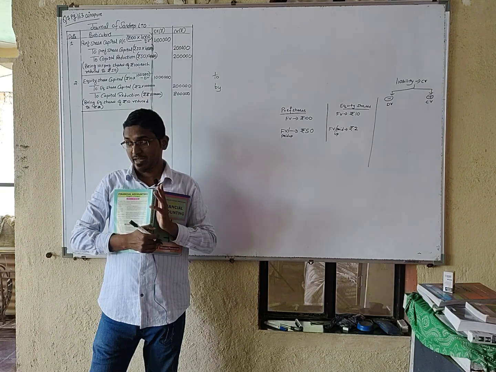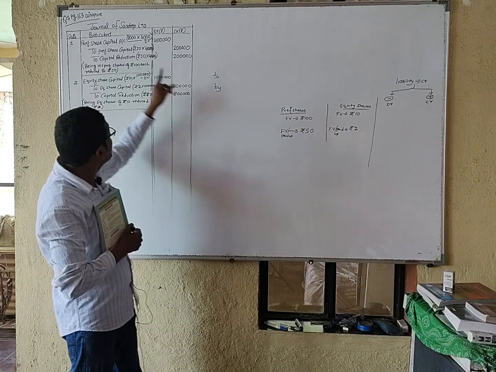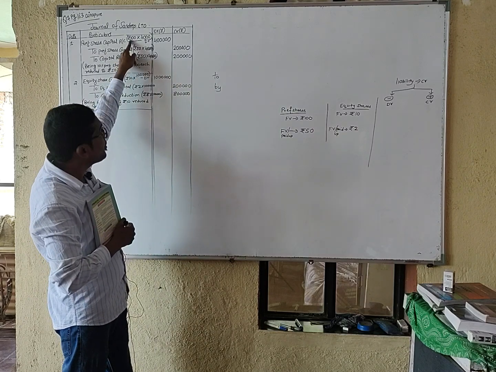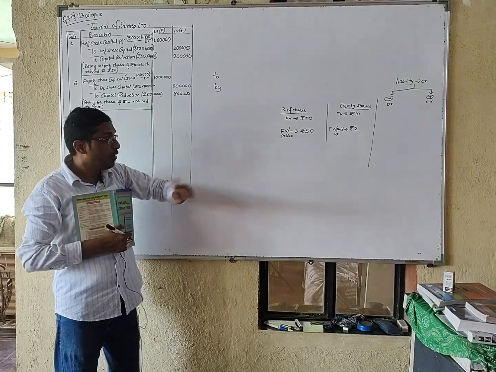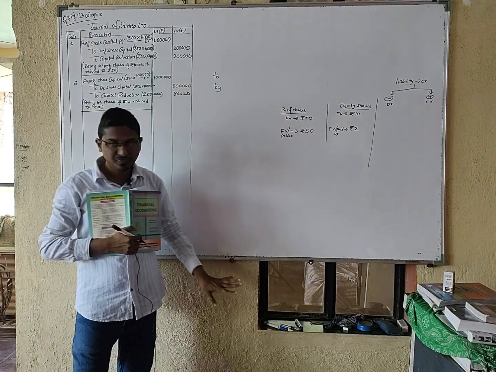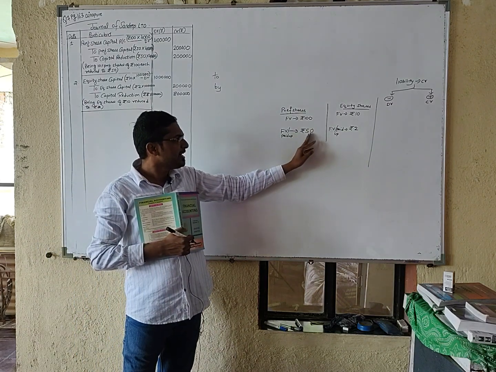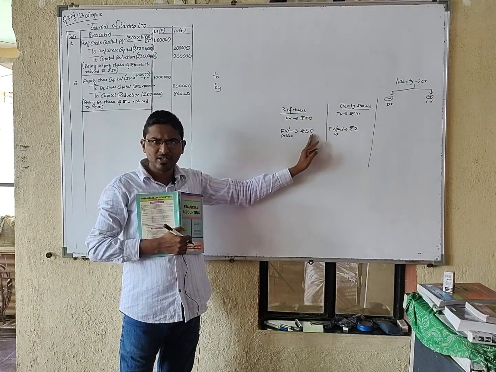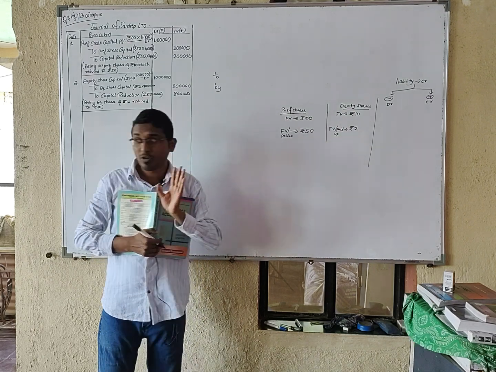And what you have to take? How much was old? That amount you have to take. Old was how much? 100 rupees. How much became new? 50 rupees. That amount you have to take. Suppose, student, here they would have said preference share capital is reduced to 50 rupees. That's it. And they would not have said fully.